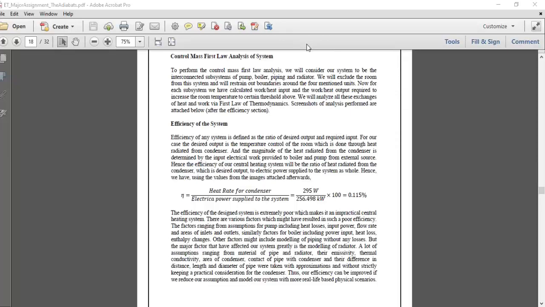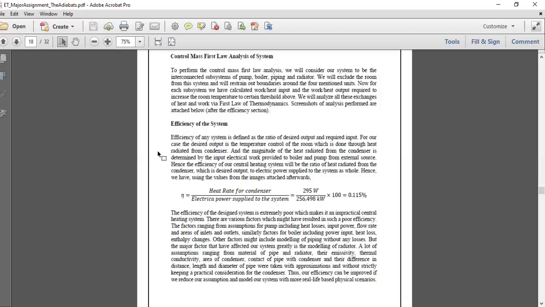Next, we had to perform control mass first law analysis of the system to determine its efficiency. The first part of which was to analyze the change in internal energy, which we established and covered earlier in the presentation. Therefore, now we need to establish a definition for the efficiency of the system. So, efficiency of a system can be defined as the ratio of desired output to required input. With the definition and context, we realize the change in room temperature is what we desire from the system, which is done so by the heat rate supplied by the condenser.